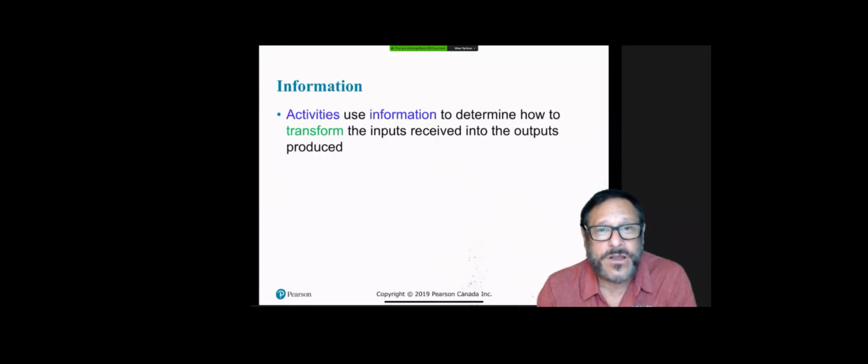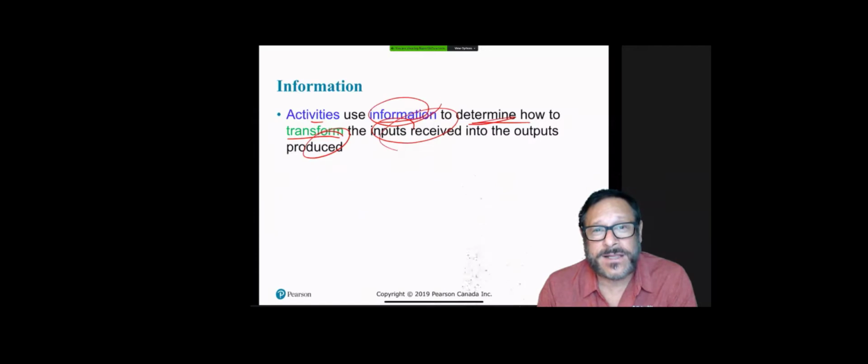Without information, your company is not going to be able to make intelligent decisions. So what's information? It's activities using information to determine how to transform inputs received into outputs produced. Basically, again, a whole bunch of words that simply say what you need is you need to be able to make intelligent decisions.